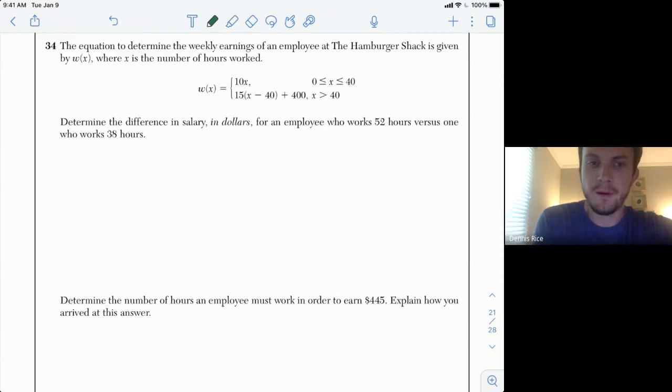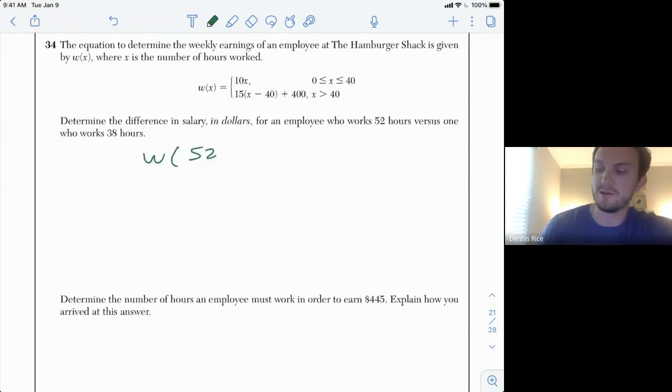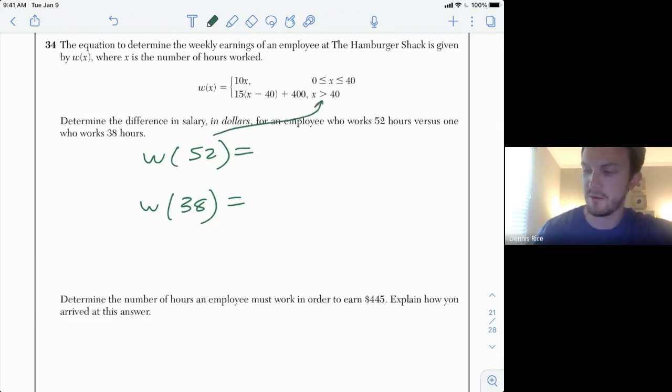Okay. So it says determine the difference in dollars for someone who works 52 hours versus someone who works 38 hours. So let's figure out how much someone who works 52 hours makes, and how much someone who works 38 hours makes. If you work 52 hours, with piecewise, with analyzing functions, you have to figure out which rule to plug into. 52 hours belongs to the bottom rule. That's where 52 is defined. So you would plug in a 52 there. That would become 12, minus 40. 15 times 12 is 180, plus 400 is 580, I believe.